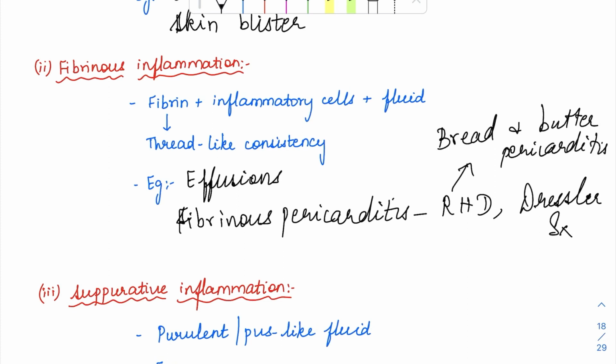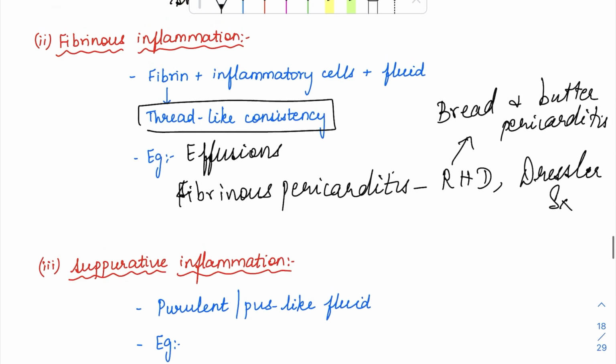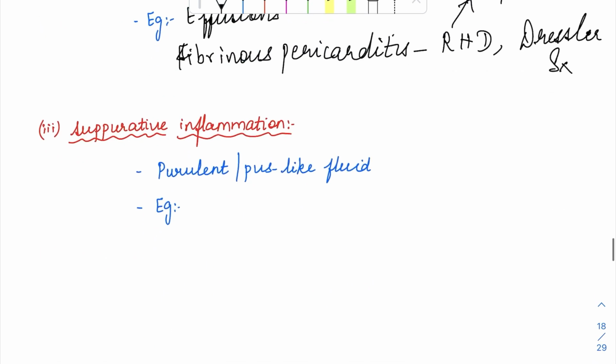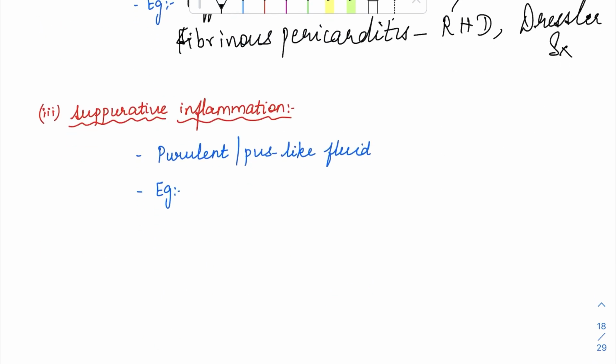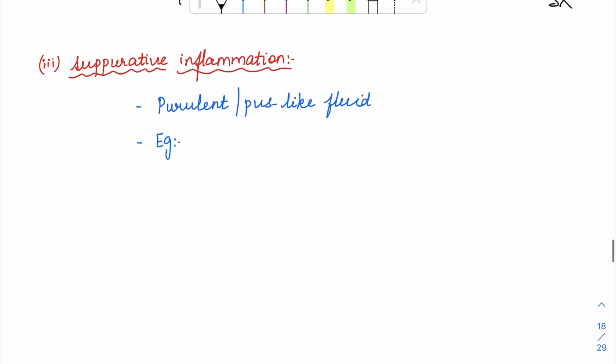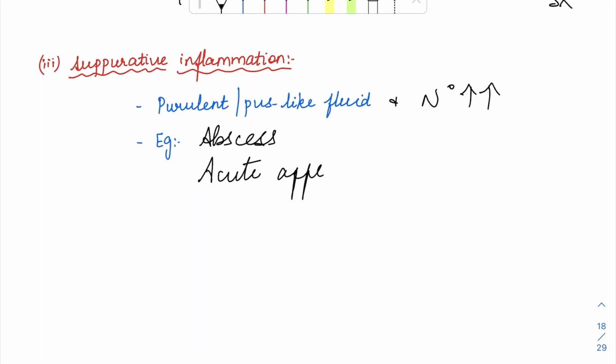So this thread-like consistency is the classical feature of fibrinous inflammation, which is formed because of the presence of fibrin. Then suppurative inflammation. Suppurative means some pus-like material is going to be there. So pus or purulent fluid is going to be present. So there will be lots of neutrophils in this. So examples of this will be abscess or even acute appendicitis. So abscess is a localized collection of this suppurative inflammation only.